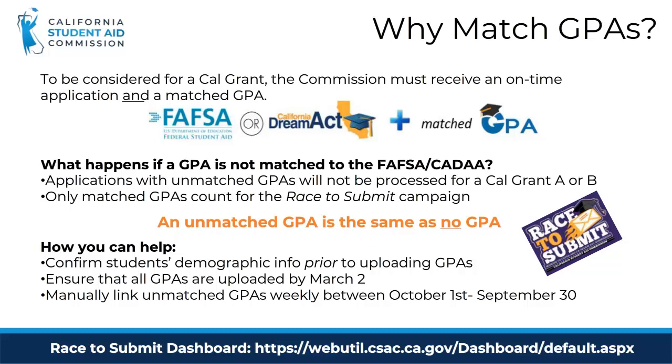It is written into statute that the application process for a Cal Grant A or B requires both a financial aid application and a matched GPA. Students with unmatched GPAs will only be considered for Cal Grant C, which is specific to vocational or technical trade programs, and it is the only Cal Grant that does not require a GPA. You can help by ensuring that all GPAs are uploaded by March 2nd, and you can manually link unmatched GPAs weekly between October 1st and March 2nd.